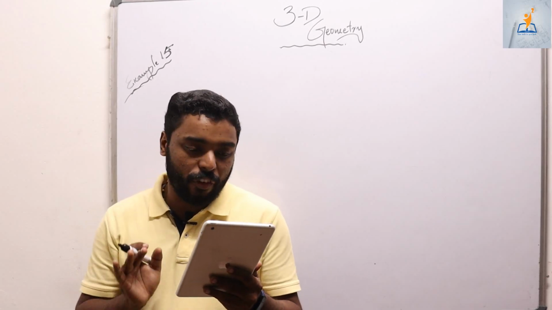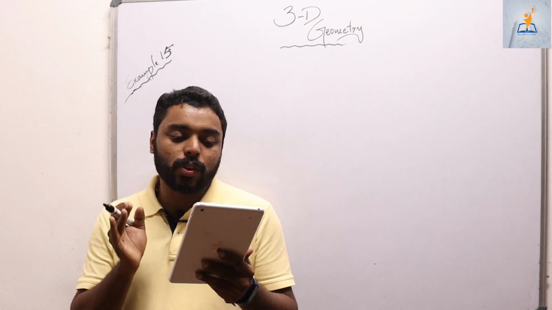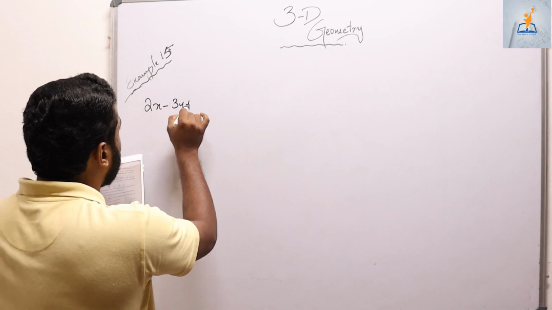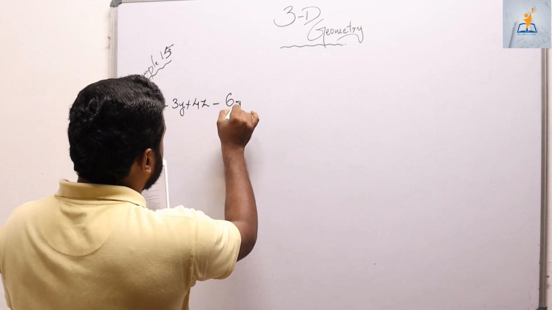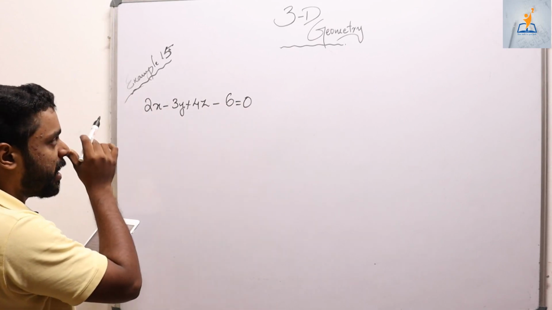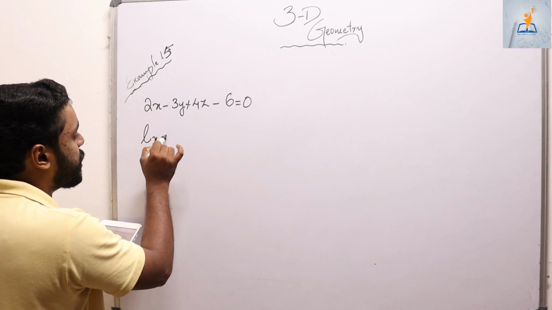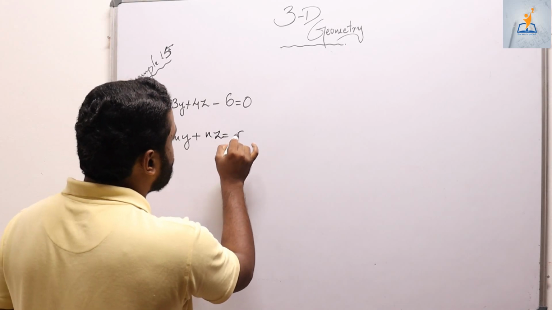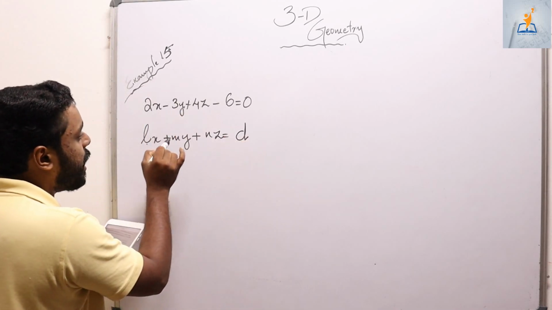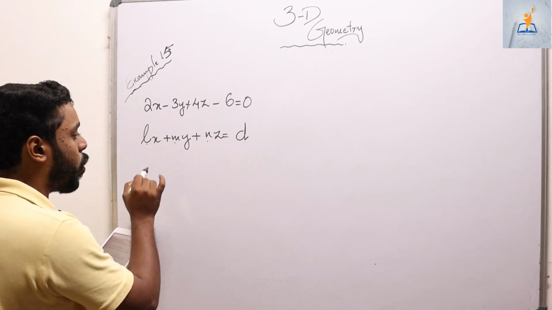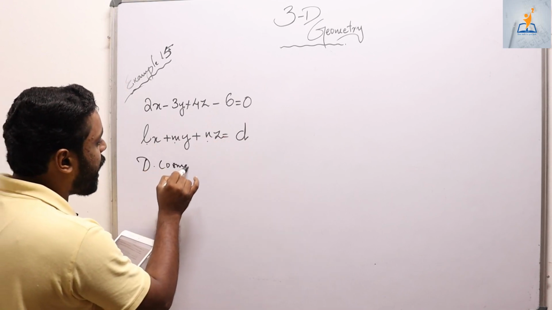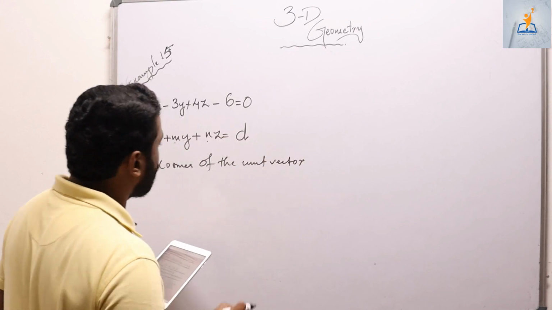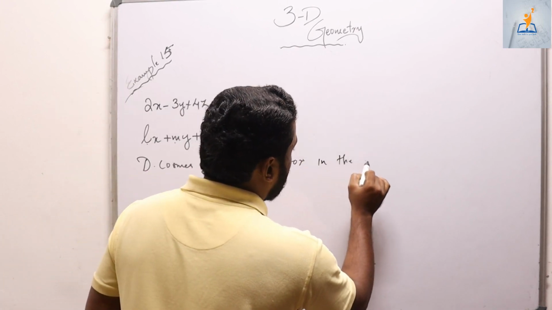Coming on to example number 15, the question is: find the distance of the plane 2x minus 3y plus 4z minus 6 is equal to 0. Note that this equation is in the Cartesian form. We know that the equation in the Cartesian form for a plane is Lx plus my plus nz is equal to d, where L, m, n are the direction cosines of the unit vector in the direction of the perpendicular.